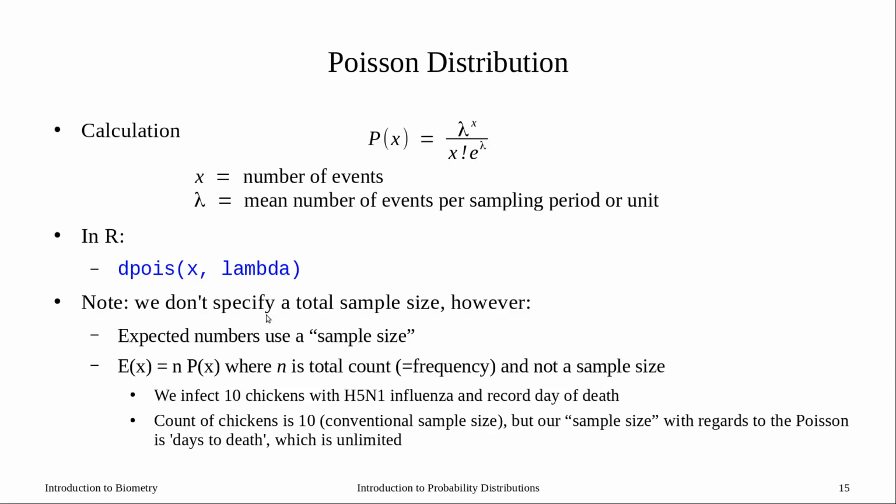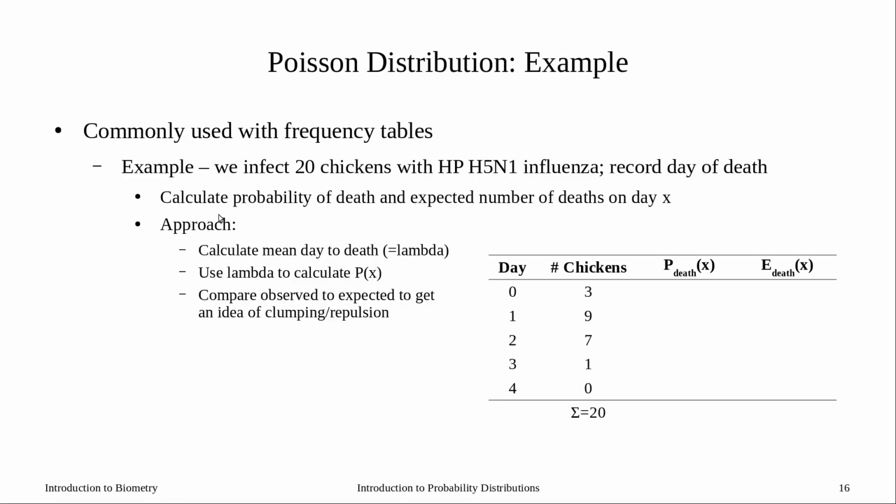Now, if we don't have lambda, what we can do is just calculate the average of all of our data, or the average of our frequency table. So how could we do that? Well, let's consider an example. Let's say we infected 20 chickens with a highly pathogenic H5N1 virus, and then we recorded how many chickens died on day 0, day 1, day 2, day 3, day 4, and so forth. This is our data. So we can see that 3 chickens died on day 0, so within the first 24 hours. 9 died on day 1, 7 on day 2, 1 on day 3, and 0 on day 4.